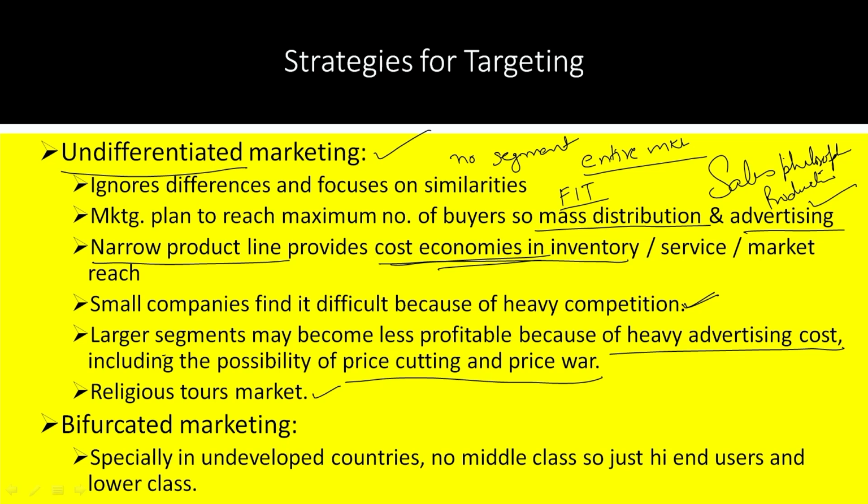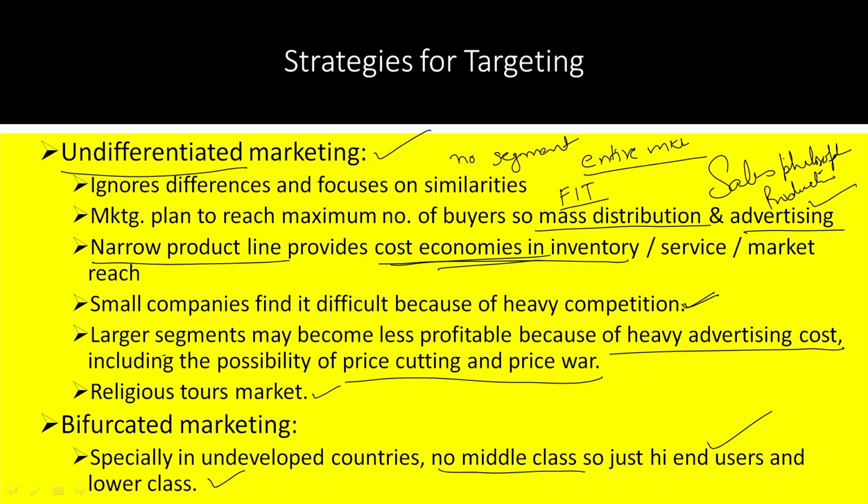Now, next is the bifurcated market. Bifurcated means in two divisions, in two parts. Especially in undeveloped countries, if we take income as one of the variables for dividing the market, then there is no middle class existing there. It is either high end users or lower class. So, the entire market can be divided into two categories: high end users and lower class.